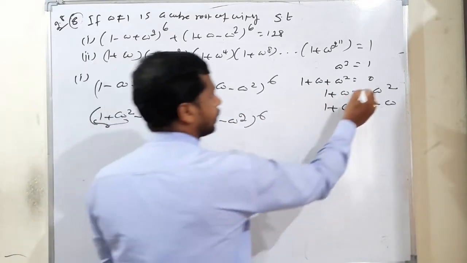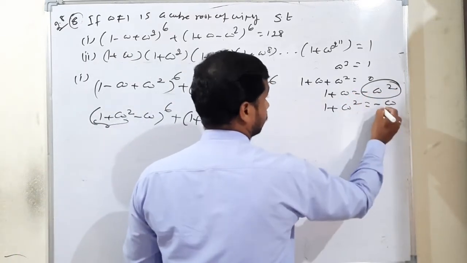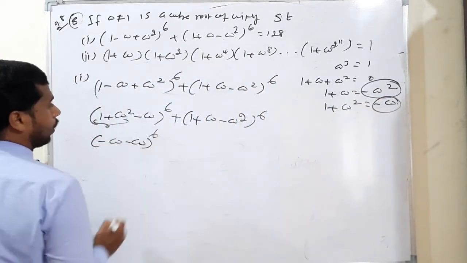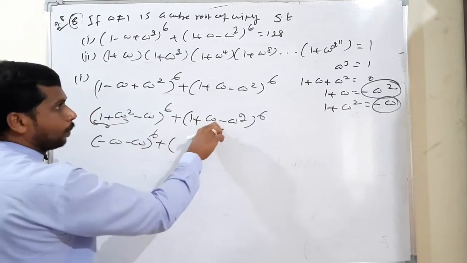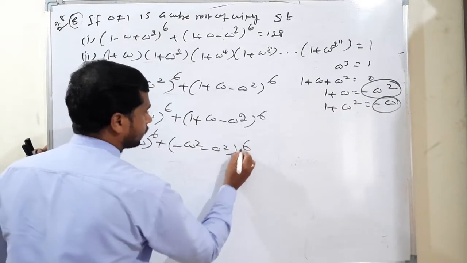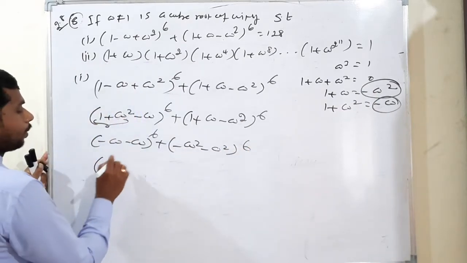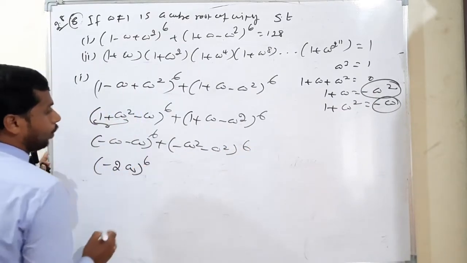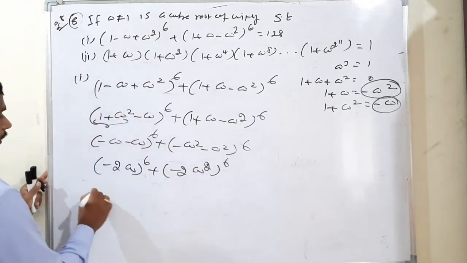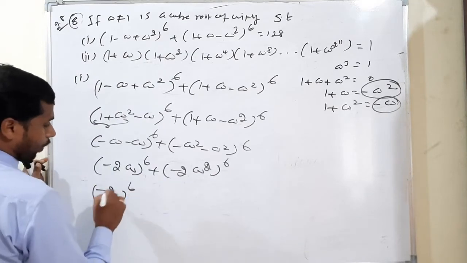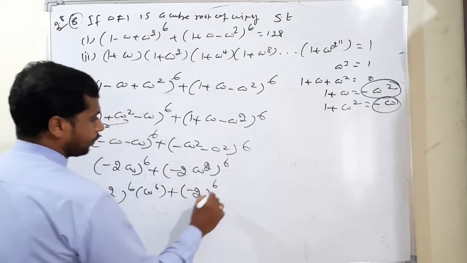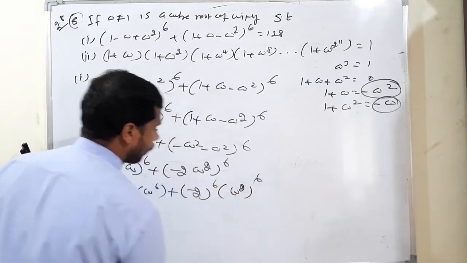1 plus omega square is equal to minus omega, isn't it? So minus omega the whole power of 6. Then again 1 plus omega is equal to minus omega square. Minus omega square the whole power of 6. So minus omega, minus omega square, the whole power of 6. So (minus 2) the whole power of 6 into omega power 6. Again (minus 2) the whole power of 6 into omega square the whole power of 6.